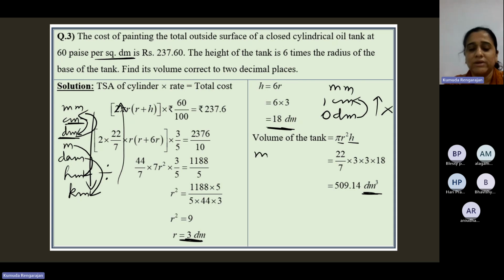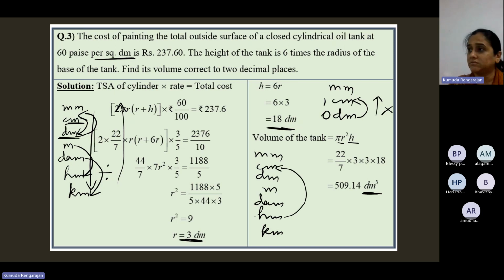So supposing millimeter, centimeter, decimeter, meter, decameter, hectometer, kilometer. Supposing you have to convert hectometer to centimeter like this. You're converting upwards. Hectometer to centimeter upwards, so multiply. Multiply by what? 1, 0, 0, 0, 0. Start with 1 and keep putting zeros.